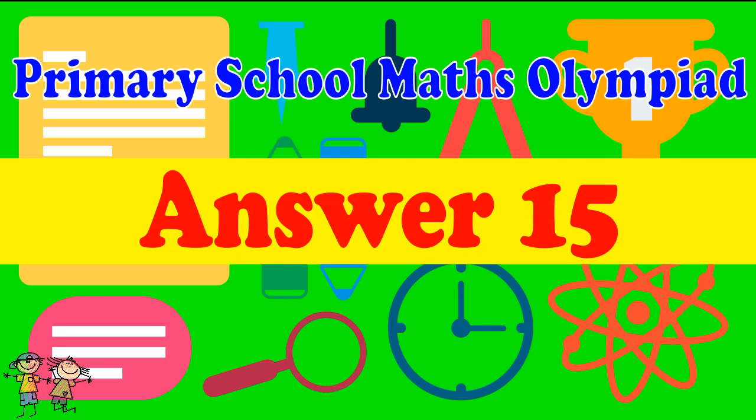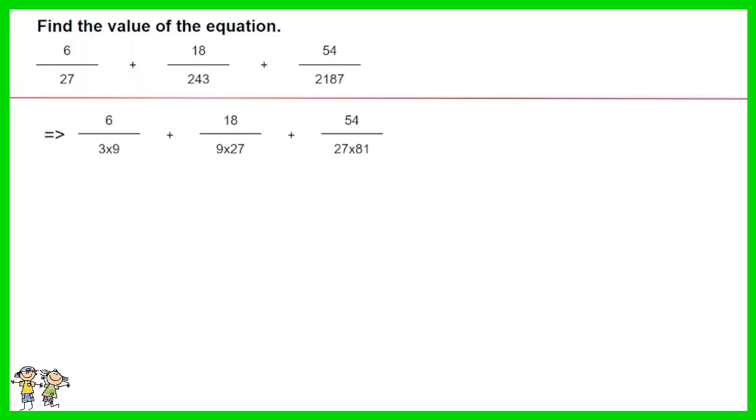Answer for question 15. Break up the denominators of the fractions in the equation, as shown. 27 equals 3 times 9, 243 equals 9 times 27, 2187 equals 27 times 81. Derive the equation further. 1 over 3 times 9 is equal to 1 over 3 minus 1 over 9. 1 over 9 times 27 is equal to 1 over 9 minus 1 over 27. 1 over 27 times 81 is equal to 1 over 27 minus 1 over 81.